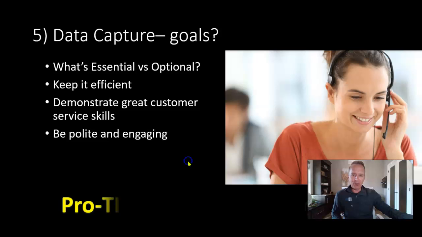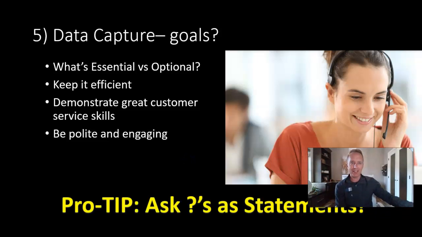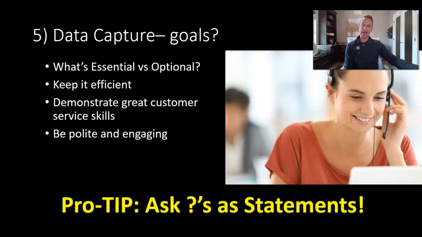And here's a little pro tip, all right? As you go through the process of the data capture, ask your questions as statements. Usually questions are being asked, can I have your first and last name? Right? May I have your contact number? Those are yes or no questions, right? And again, we try to avoid asking questions in yes or no closed-ended formats. You've learned that earlier. Rather, asking your questions as a statement might sound like, your first and last name, please.